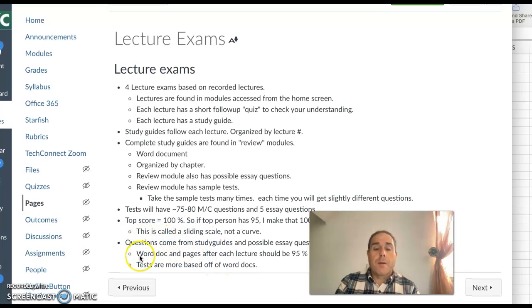So the questions come from the study guides. The Word document and the pages are about 95% similar. I might have added or deleted something when I was going from the Word document to the page. So that is the format of lecture exams.